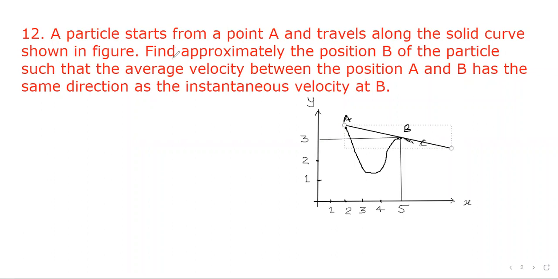The two velocities, instantaneous velocity and average velocity, will have the same direction at this point, because as per the question, find approximately the position B of the particle such that average velocity between position A and B has the same direction as the instantaneous velocity at point B. So here we have joined it with a line. Now, what can we say here? This point is to be found.